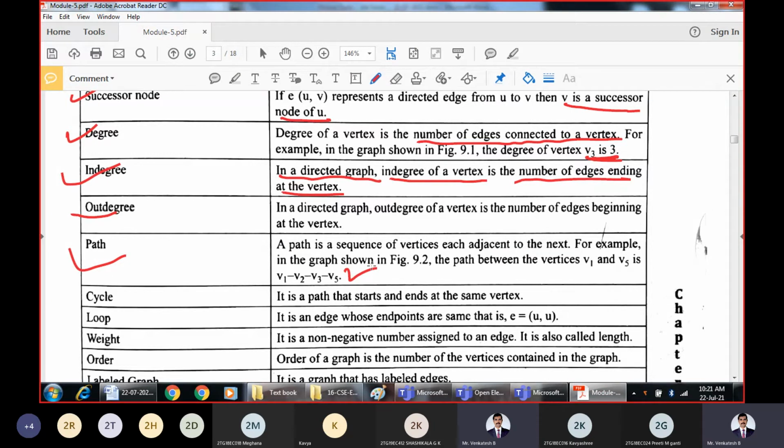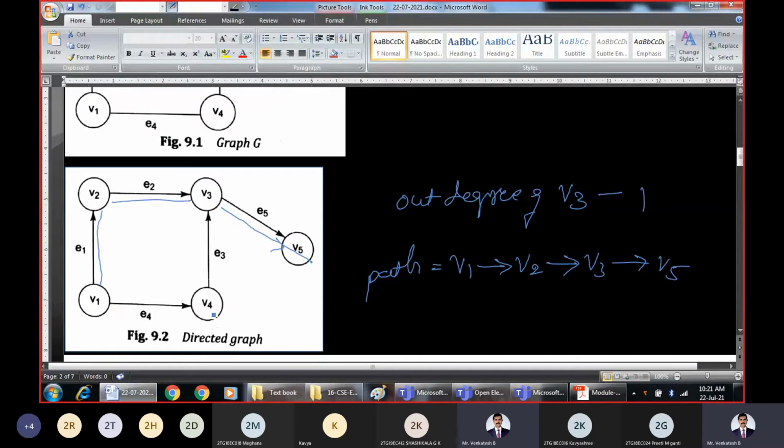That is possible in the case of an undirected graph also. There can be multiple paths that you follow. Basically, a path is a collection of vertices that are followed in sequence to reach from one node to another node.